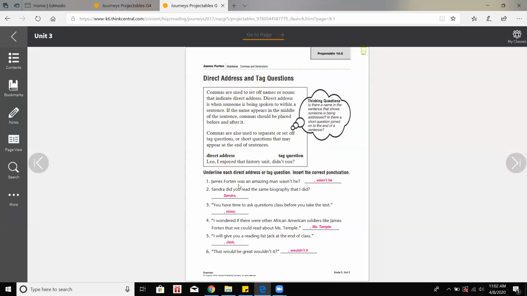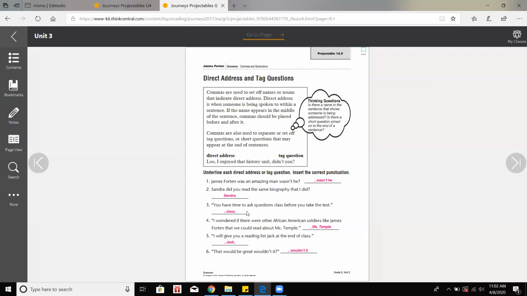So for the first one, James Forten was an amazing man, wasn't he? So your tag question is, wasn't he? As mentioned in our guidelines, you have to put your comma before the tag question. Usually the tag questions, you can find them at the end of your sentences. Number 2, you have the direct addressee, Sandra, the person you're talking to directly. So you have to separate the name from the rest of the sentence using a comma. So Sandra, comma, and then did you read the same biography that I did?